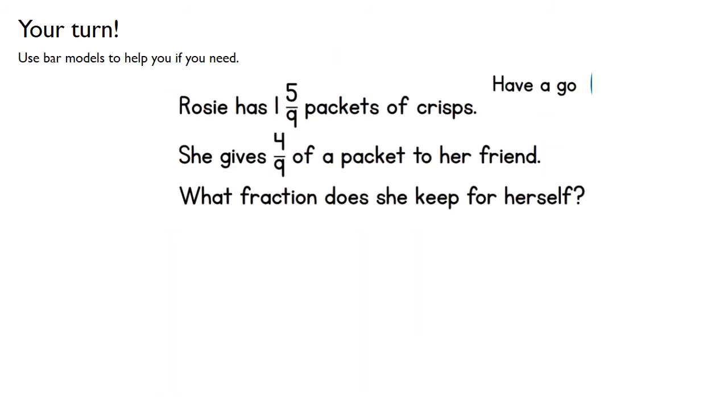Okay, now it's your turn. So use bar models to help you if you need. So this time you're dealing with ninths. So we have Rosie has 1 5/9 packets of crisps. She gives 4/9 of a packet to her friend. What fraction does she keep for herself?